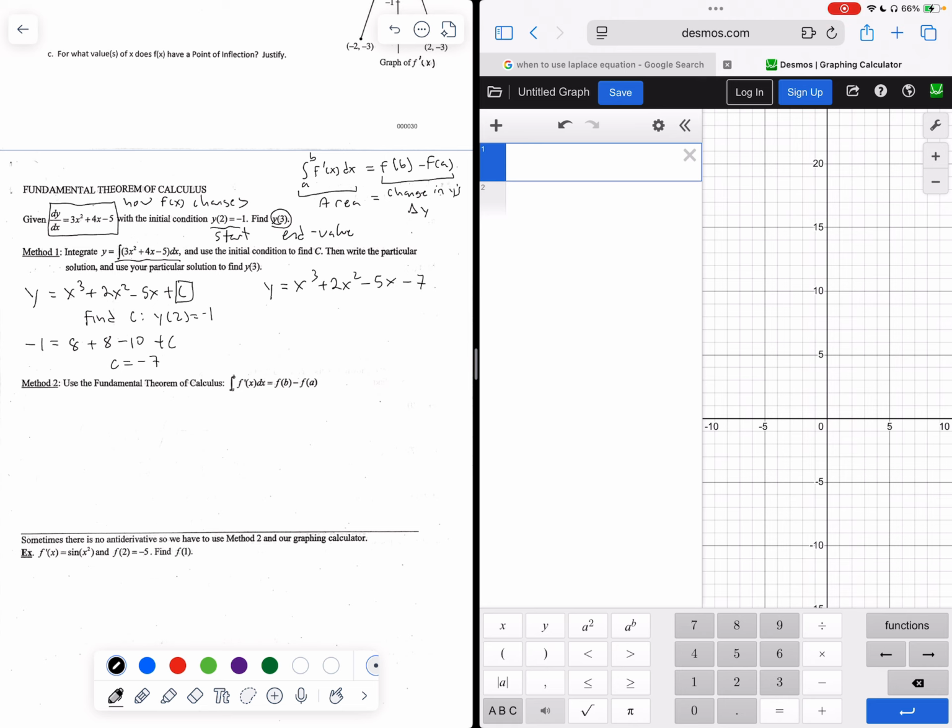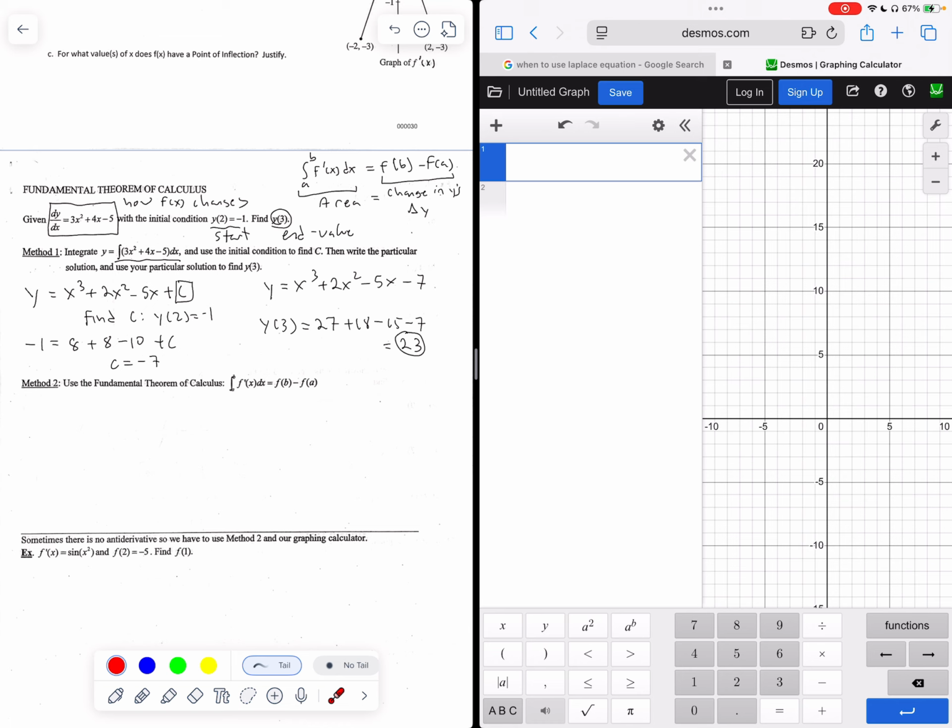Well, from here, I can calculate y of 3 now, and I can do that pretty easily. y of 3 would become 27 plus 18 minus 15 minus 7, and this just turns out to be 23. So one way we could solve this is by finding the original function, using our initial condition to find c, and then plugging in our new x coordinate to find the new y value, and then we got 23 right here.